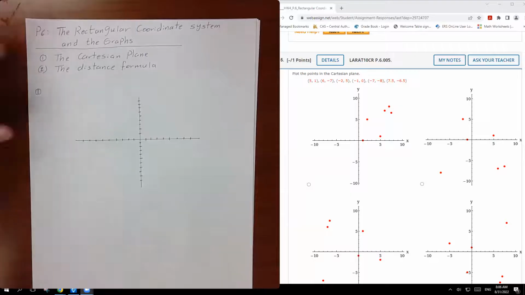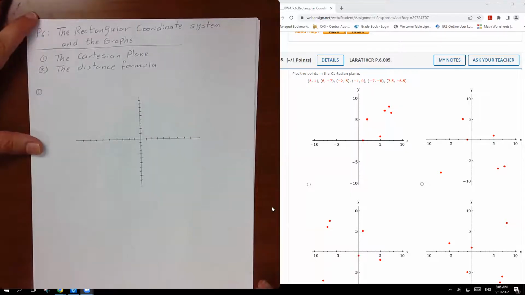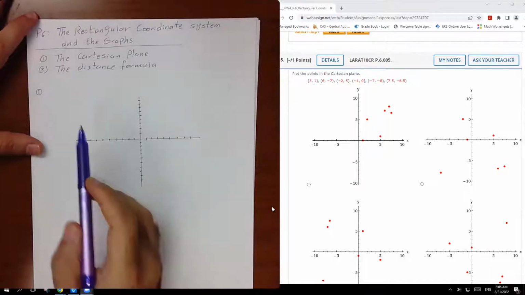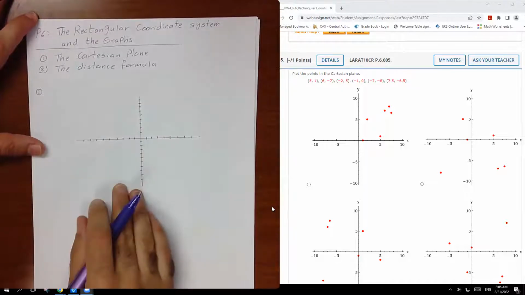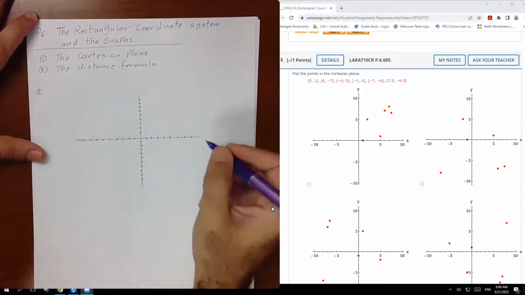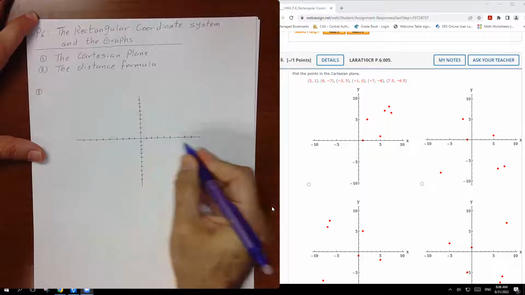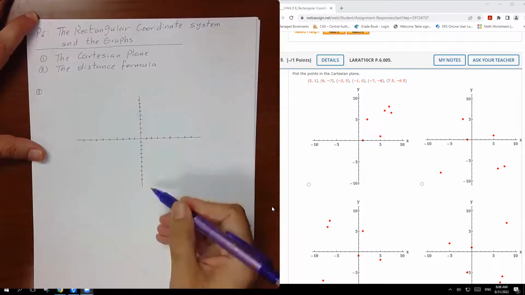So let's start with the first one. This is section E6, the rectangular coordinate system and the graphs. For the first thing, we're going to start with the Cartesian plane, which is the XY coordinate. Now keep in your mind always, this is the X coordinate, this is the Y coordinate.